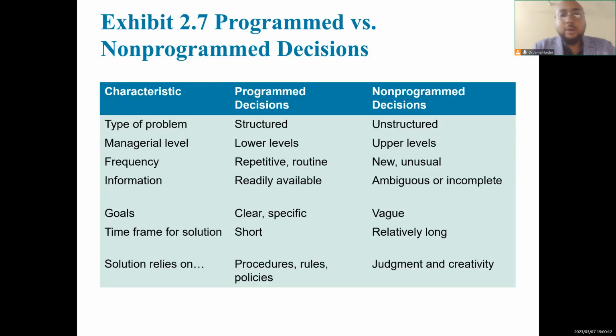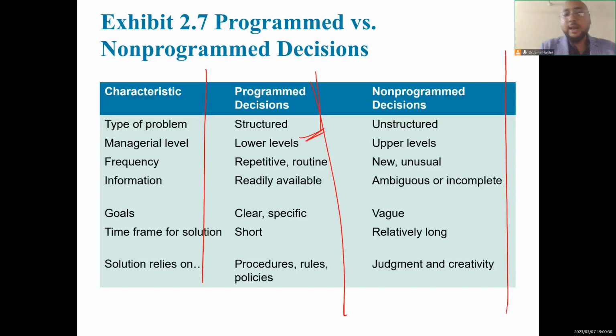So now let's talk about the level of these unstructured and structured programming situations in the level of management. So you see programmed decisions and non-programmed decisions. Mostly programmed decisions are for lower level managers. Unstructured ones are for upper level management. When you talk about the type of problem, here it is normal, here is a unique problem; repetitive, recurring problem versus non-recurring problem. Frequency: repetitive here, unusual there.